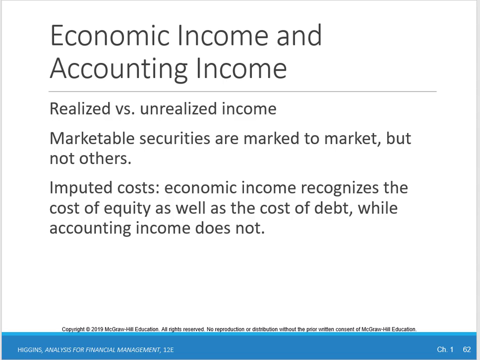So let's think now about the difference between economic income and accounting income. This is the difference between realized and unrealized income. Marketable securities are marked to market, but no others, right? So these are those short-term securities that from time to time we find out what the price is and we update the statements. Economic income recognizes the cost of equity as well as the cost of debt, and accounting income doesn't.